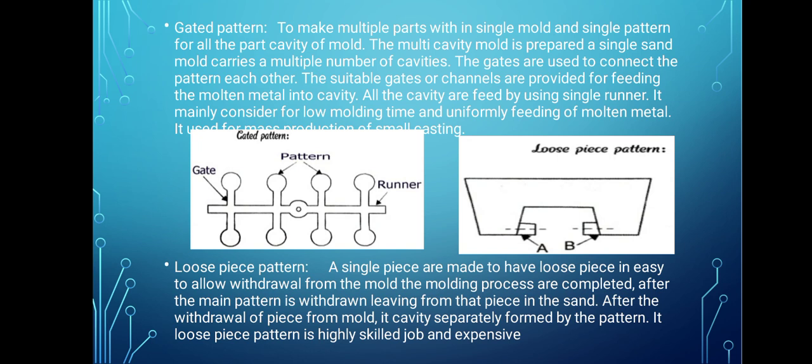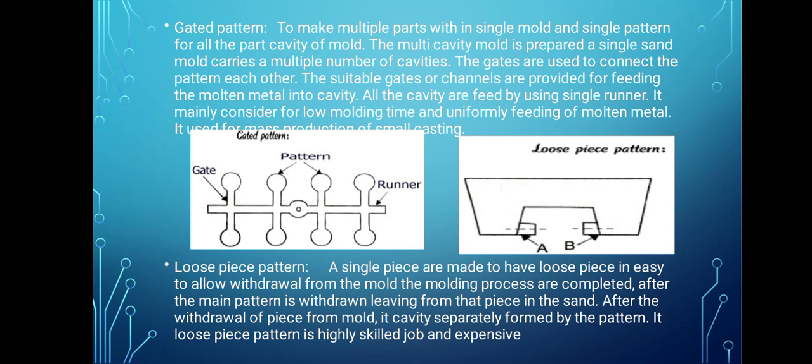Gated pattern. To make multiple parts with a single mold or single pattern, a multi-cavity mold is prepared. A single sand mold carries a multiple number of cavities. The gates are used to connect the patterns to each other. Suitable gates or channels are provided for feeding the molten metal. All the cavities are fed using a single runner. It is mainly considered for more molding time and uniform feeding of molten metal.